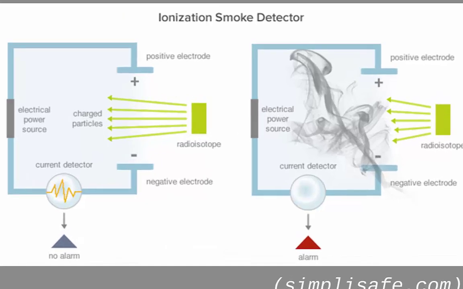These type of sensors have a small amount of radioactive material between two electrically charged plates, which ionizes the air and causes current to flow between the plates. When smoke enters the chamber, it disrupts the flow of ions, thus reducing the flow of current and activating the alarm.